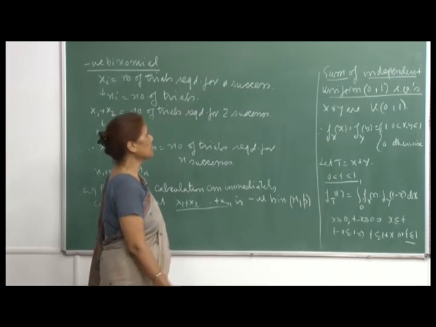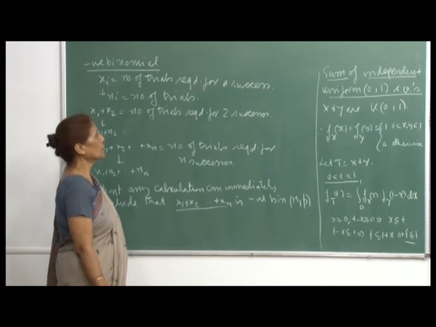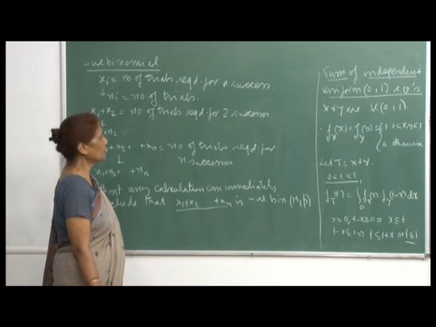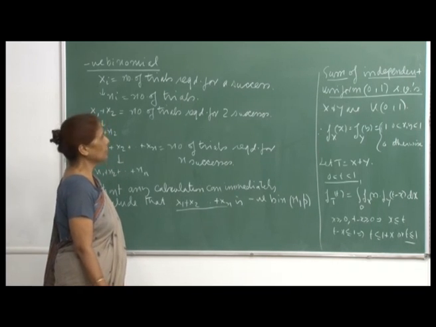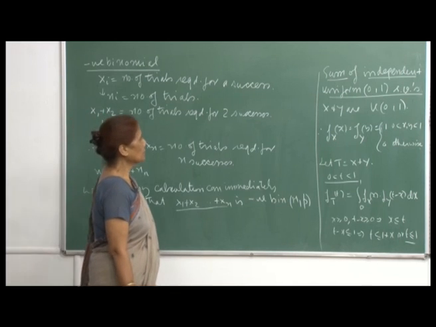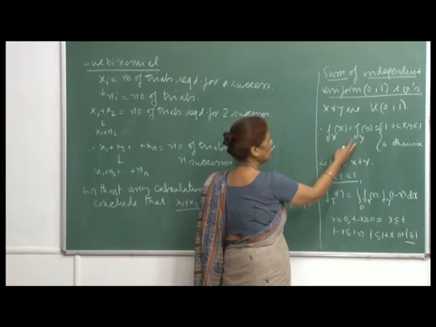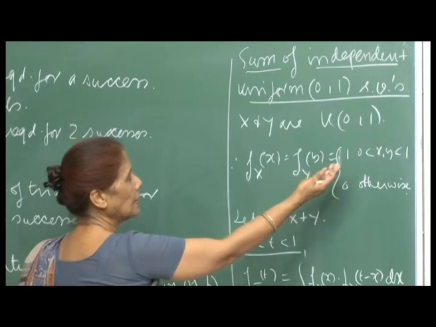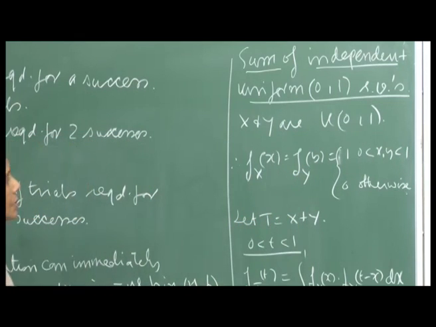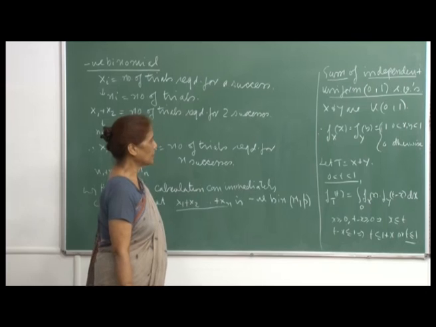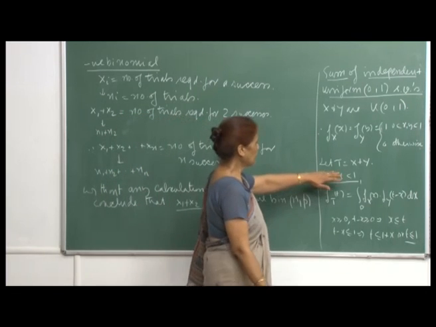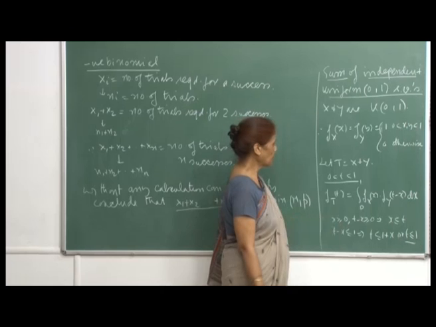Now, let us again apply convolution to the sum of independent uniform random variables, both on (0, 1), right. Therefore, the corresponding PDFs will both be 1 as long as x and y are between 0 and 1, and it will be 0 otherwise, right. So, let us define the random variable T equal to X plus Y.